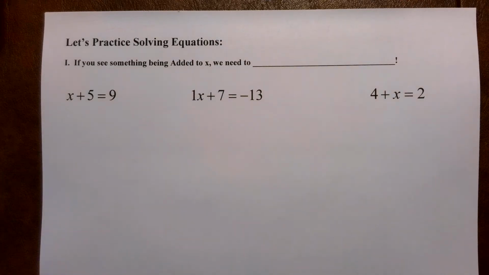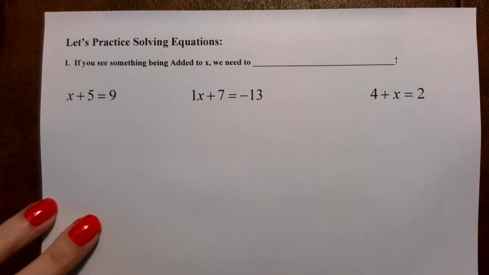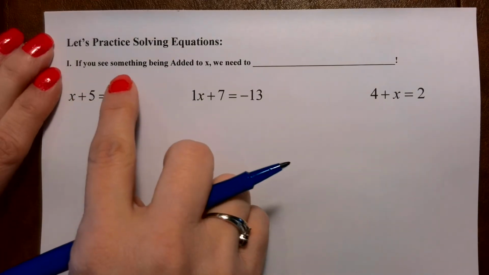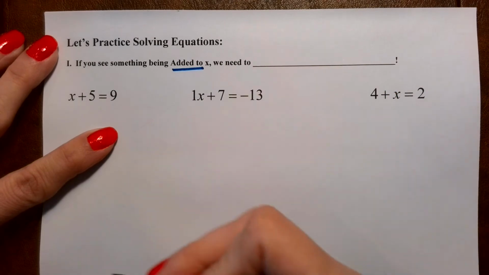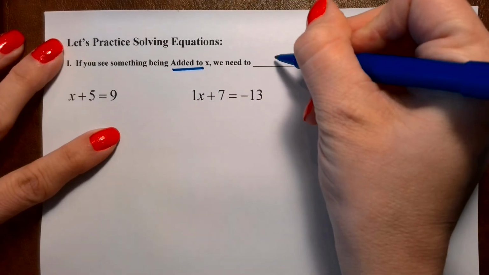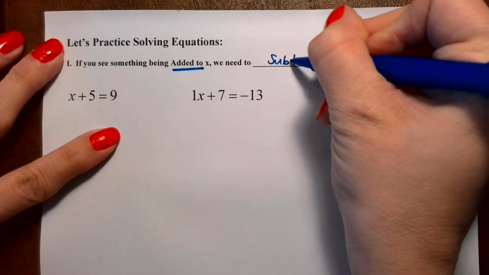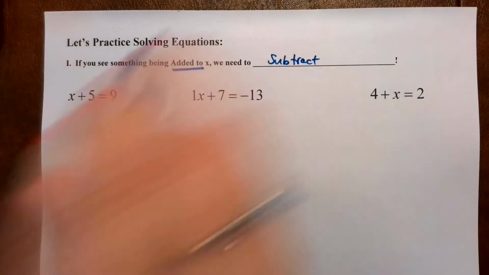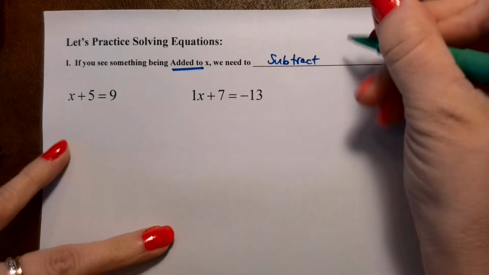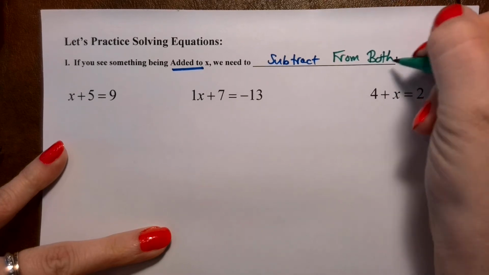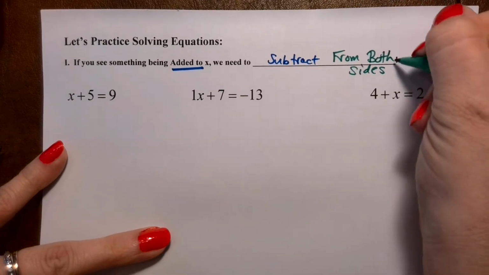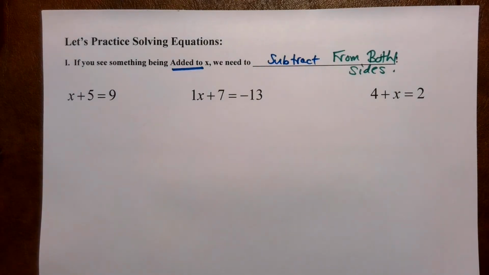Math 1, let's practice solving equations. Okay? If you see something being added to x, we need to do the inverse. We need to subtract. Okay? And what you have to do is from both sides, you need to subtract from the left and from the right. Okay? Now, how do you find those sides, you ask?